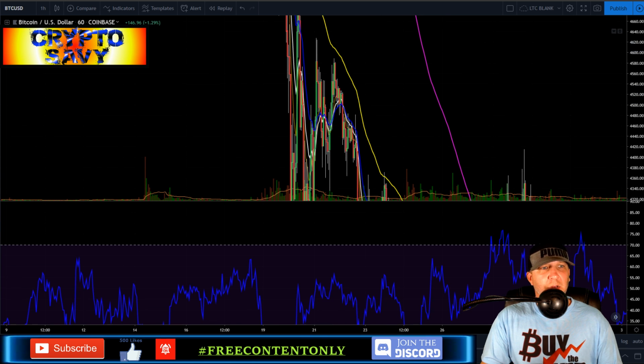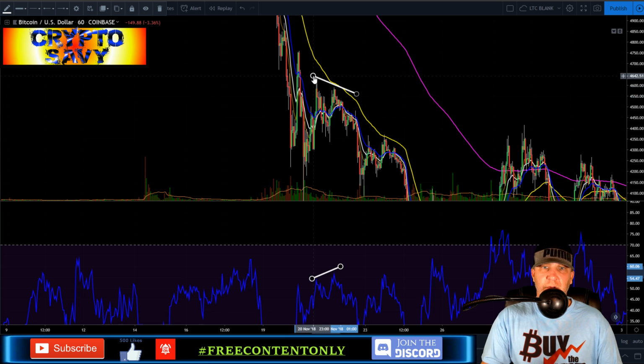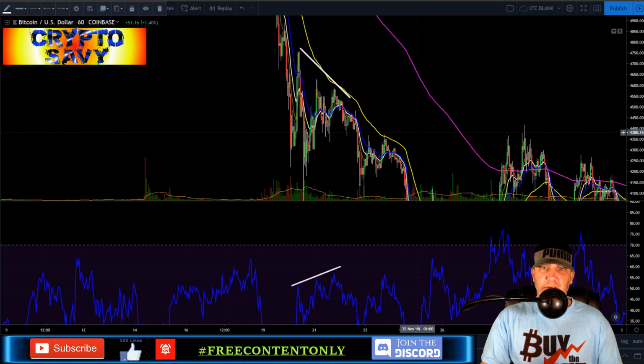There we go. Wow, that took a while. Sorry guys, but there's lower highs in the price action and higher highs in the RSI. Actually, we could go all the way from this peak here down to here. Lower highs in the price action, higher highs in the RSI, and that's hidden bearish divergence. So look at it and you see what happened after that.